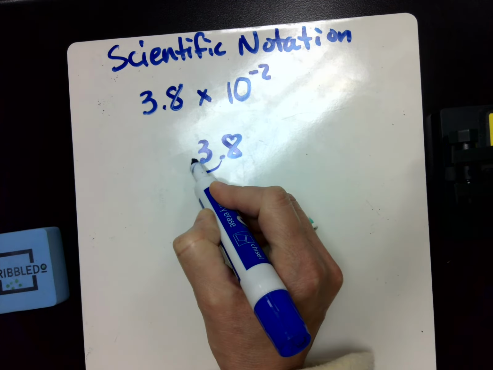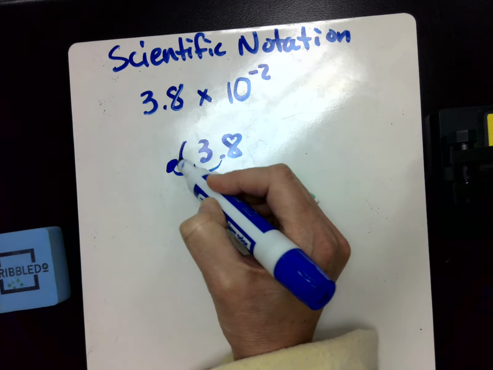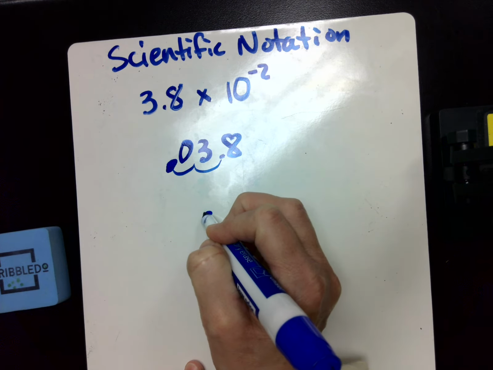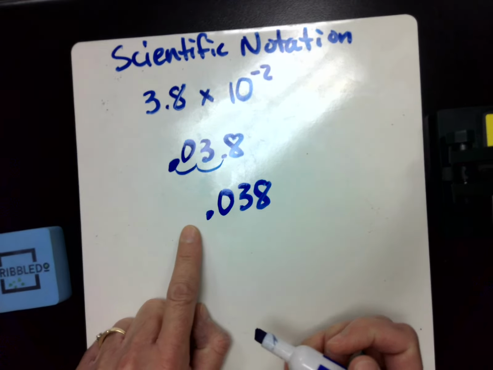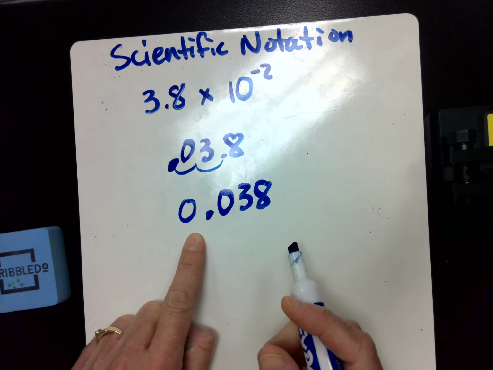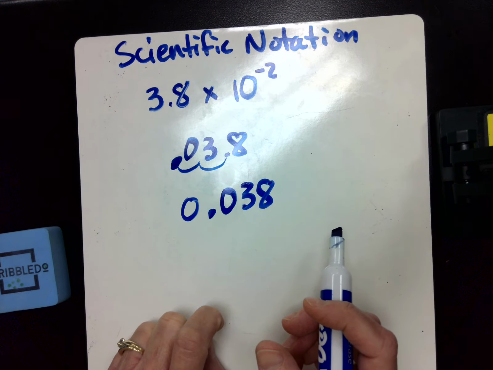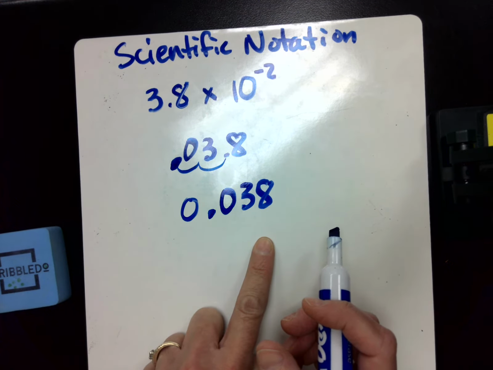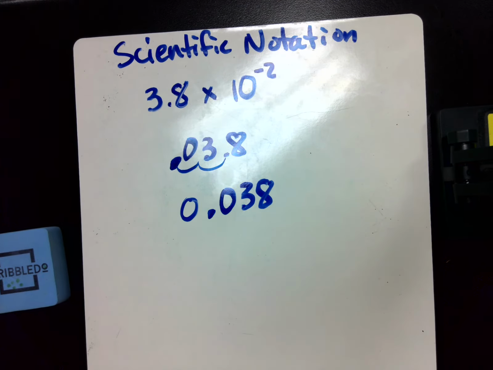So I'm going to go 1, 2, make my new decimal. Any swoop I have, I fill in with a 0. I rewrite what my number is. And if I don't have a number in front here, I need to put a 0 as a placeholder. So this number is 38 thousandths. So it's a really small number. So negative exponents will always result in a really small number, or smaller than what this is. Okay.